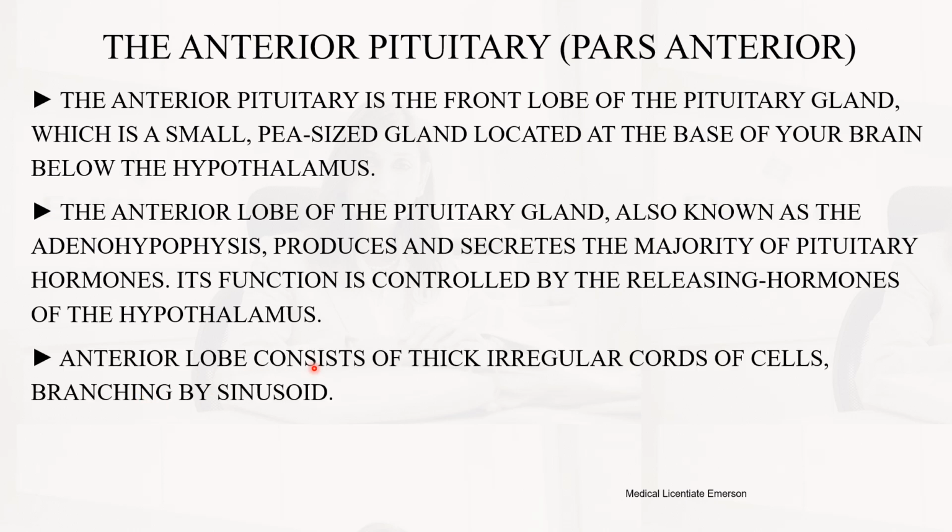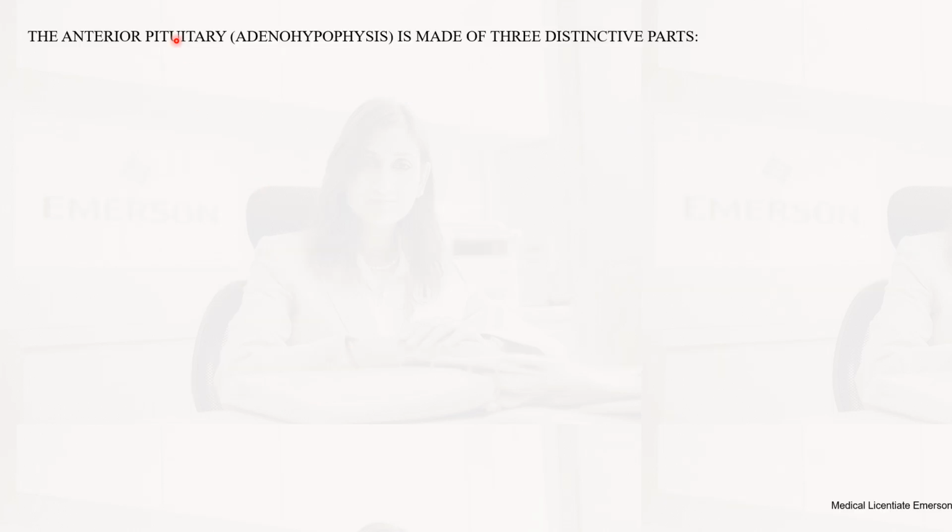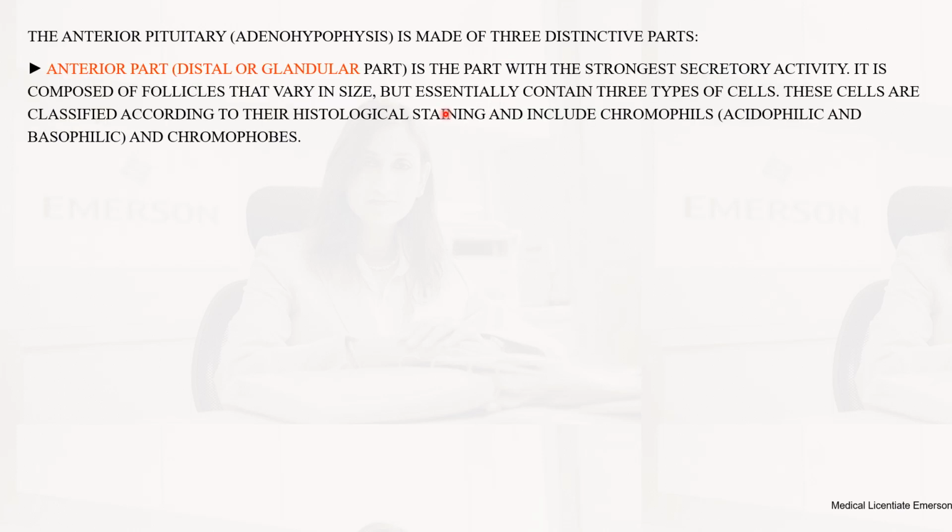Okay, so the anterior lobe consists of thick irregular cords of cells branching by side. Okay, then the anterior pituitary, which is the adenohypophysis, is made up of three distinctive parts. You have the anterior part, which is the distal, the glandular part, which is the part with the strongest secretory activity. It is composed of follicles that vary in size, but essentially contain three types of cells.